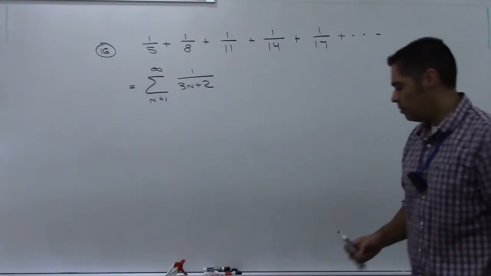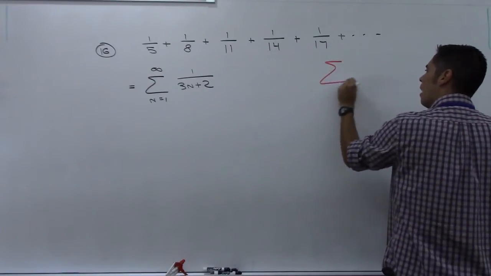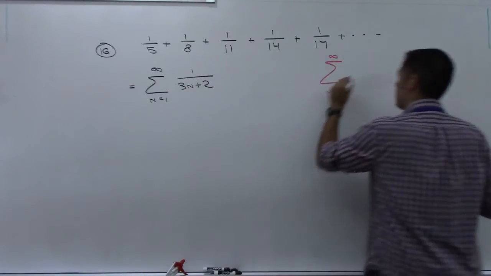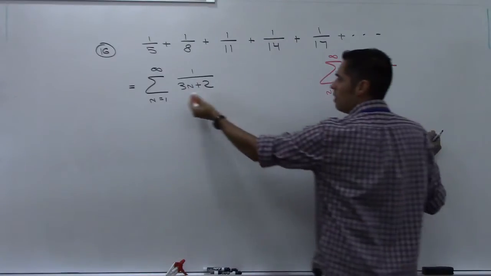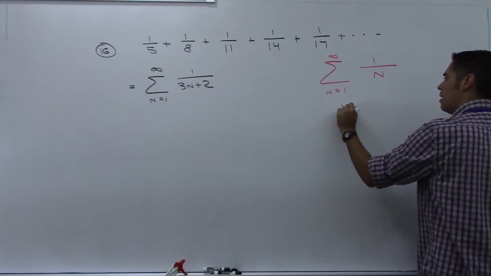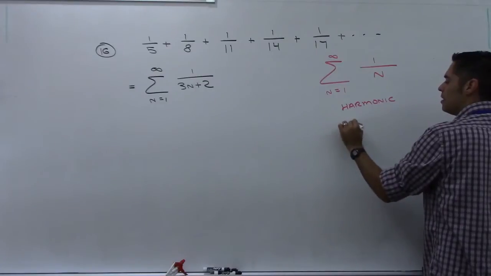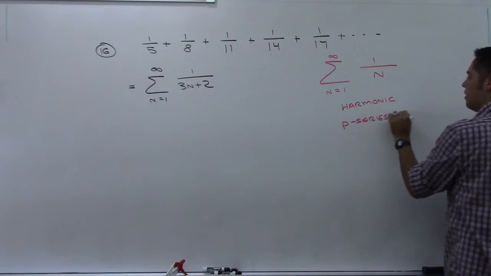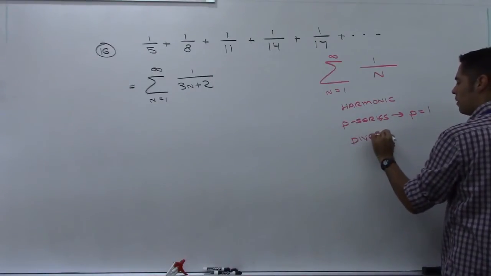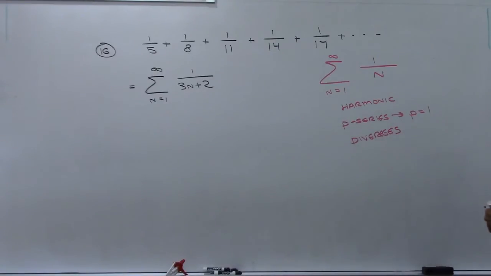I'm going to compare, I'll do the comparison one in red. I'm going to compare that to what? Well, as n gets big, the top just stays at 1. The bottom really just acts like n. And I know that this is harmonic, or you could say p series with p being 1, which of course diverges. They're the same thing. All right, so I know this is a divergent series.